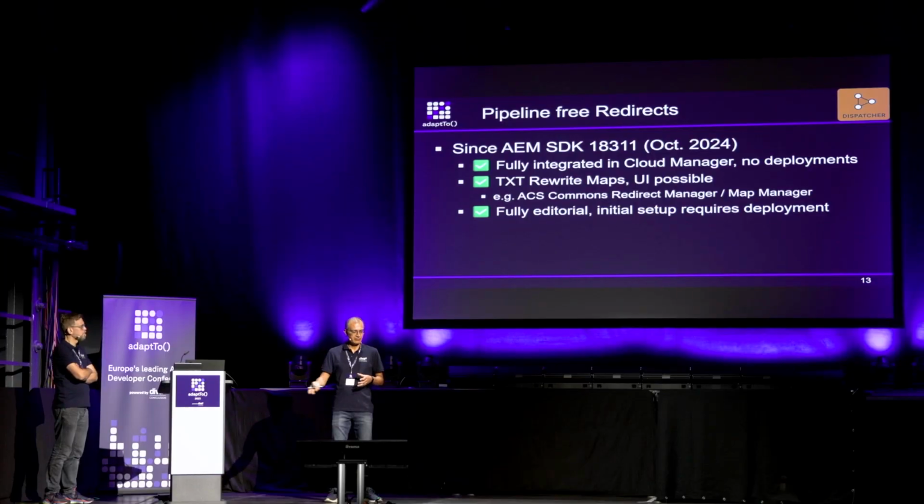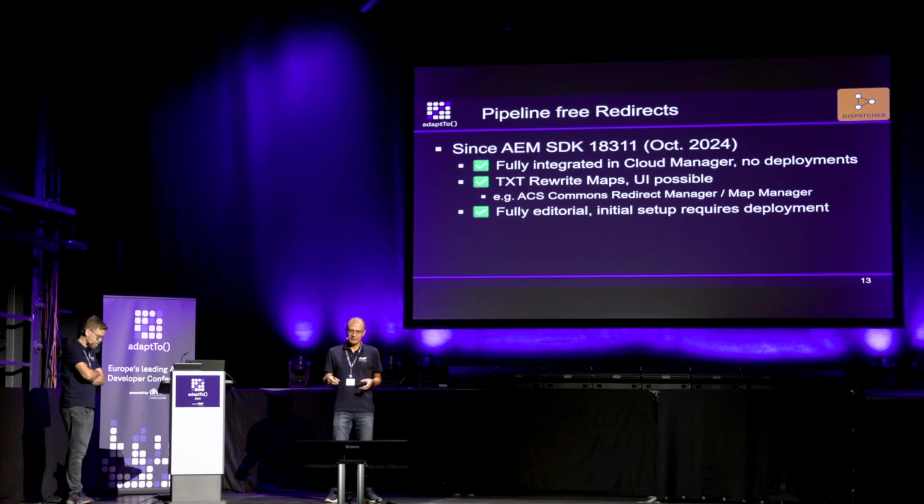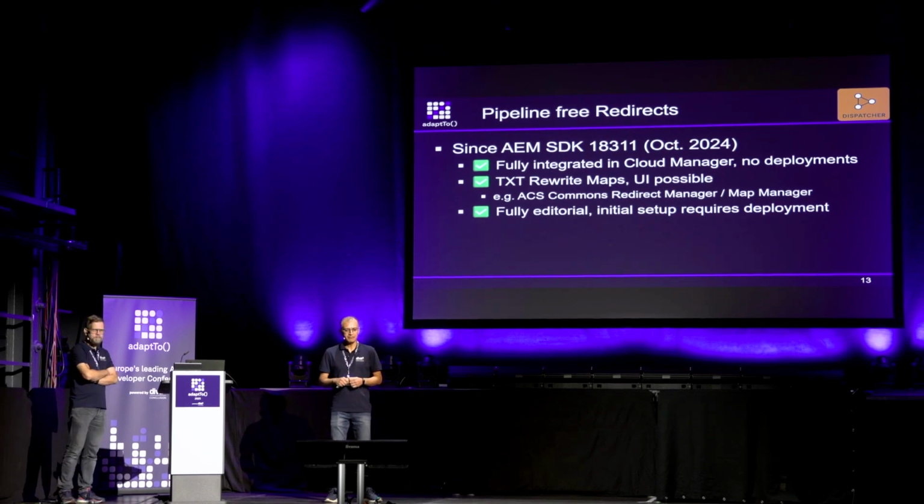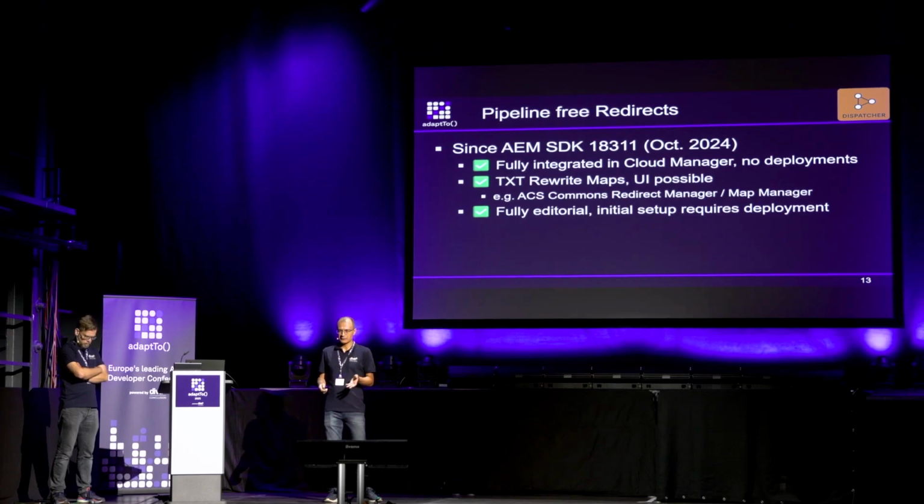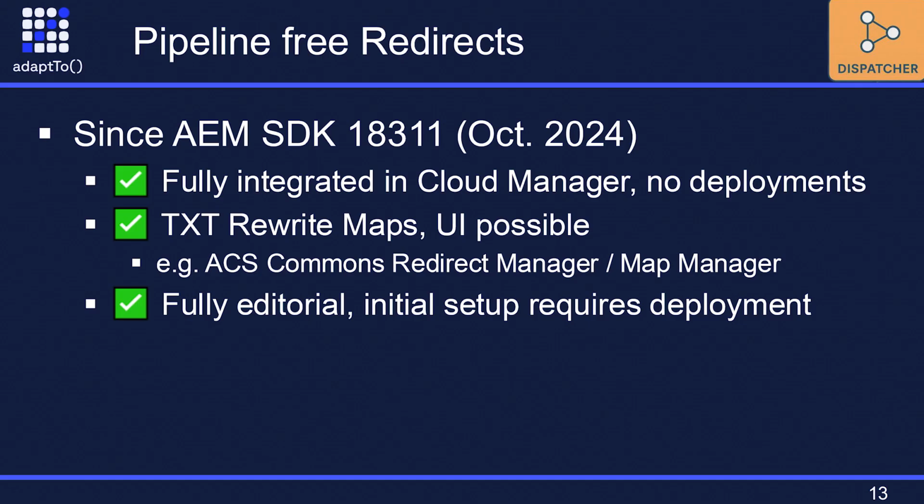So your content team can generate TXT rewrite maps on your AEM. You can have a UI if you want to. You can use, for example, the redirect manager or map manager, but you don't have to. You can also upload your TXT file in there. And that's it. So you have one initial setup by your dev team, and everything else happens without interference of your dev team. Let's have a look at how it works.